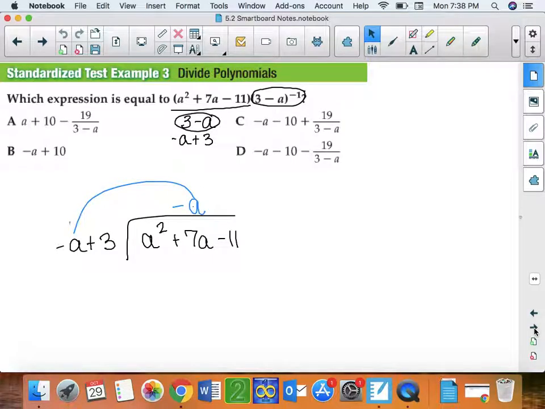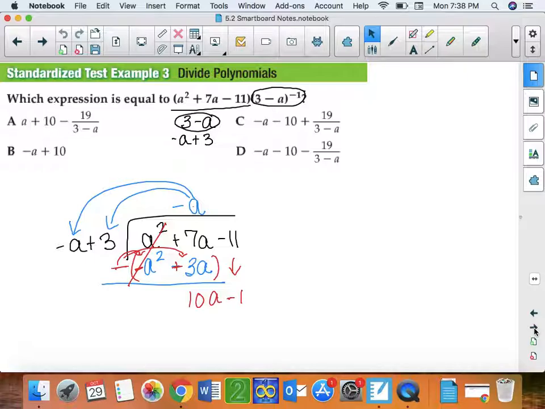And then I'm going to distribute that through. So negative a times negative a is a squared. Negative a times 3 is negative 3a. And then remember, I'm subtracting off that entire quantity, so I need to take it through here. That's a negative, that's a positive. So my a squareds cancel. 7a plus 3a is 10a. And then I need to bring down my negative 11.